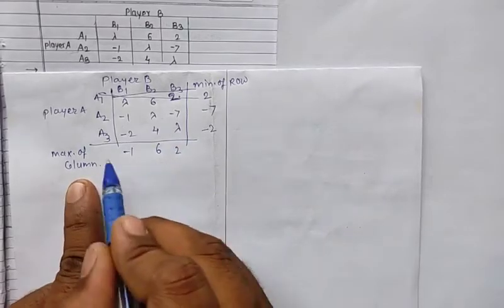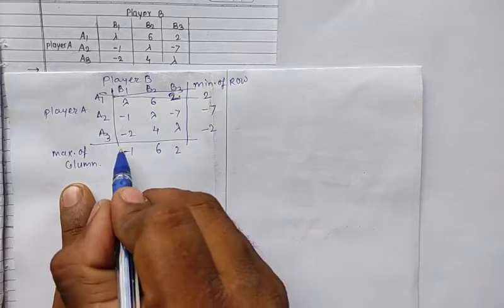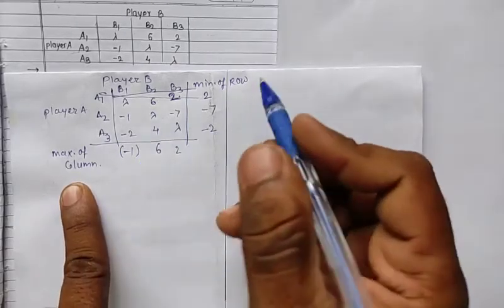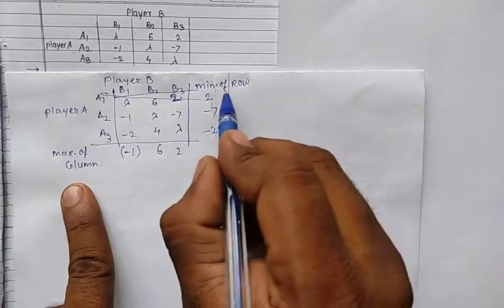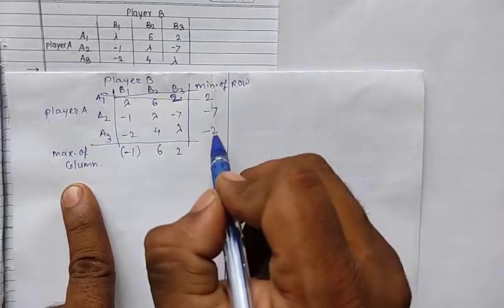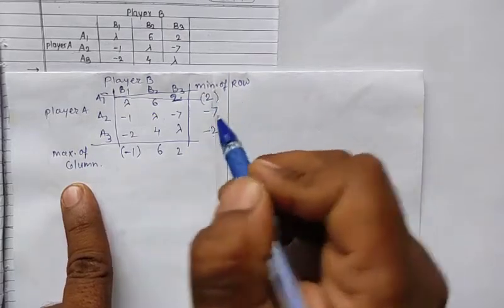So among that, maximum of column, find out its minimum value. So minimum value is -1. So make it as a circle. And from this minimum of row, find out its maximum value. So the values are 2, -7 and -2. Among that, maximum value is 2. So make it as a circle.